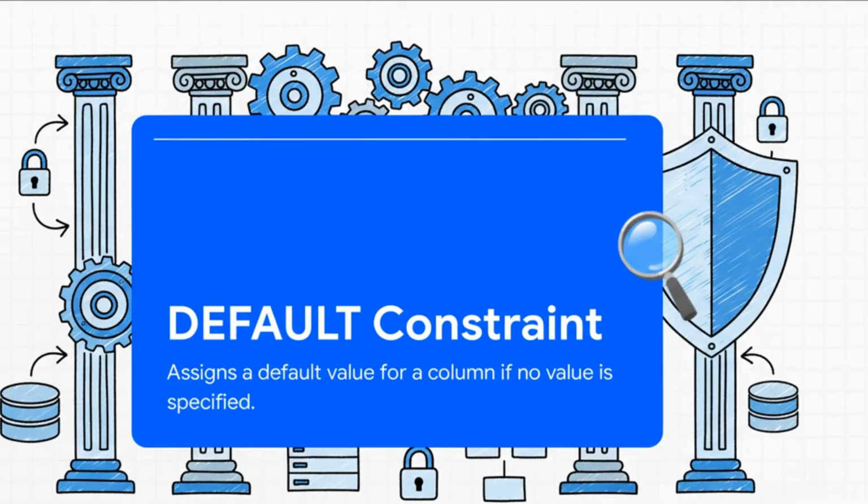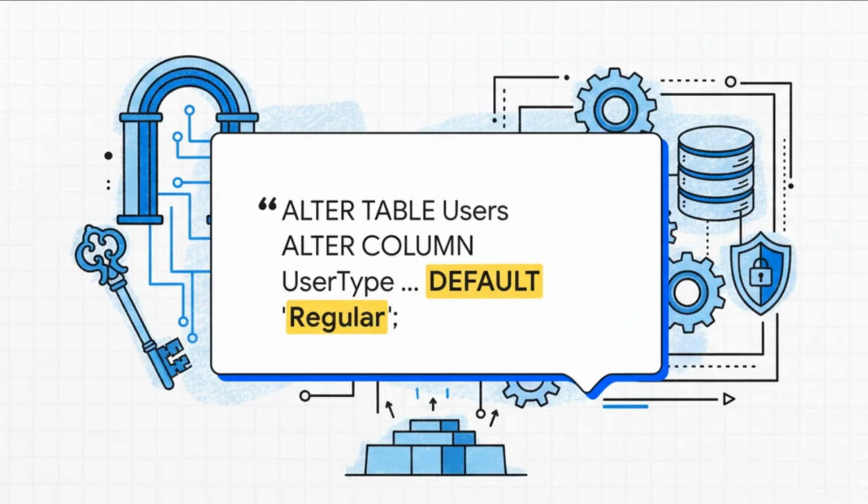And finally, for our 4 fundamentals, we have the default constraint. And let me tell you, this one is a fantastic time saver. It automatically assigns a value to a column if you don't provide one yourself. So you could set every new user's status to regular by default, and then you only have to bother changing it when you're adding an admin. And the code is super straightforward. We just alter the user type column in our users table and tell it to use regular as the default.